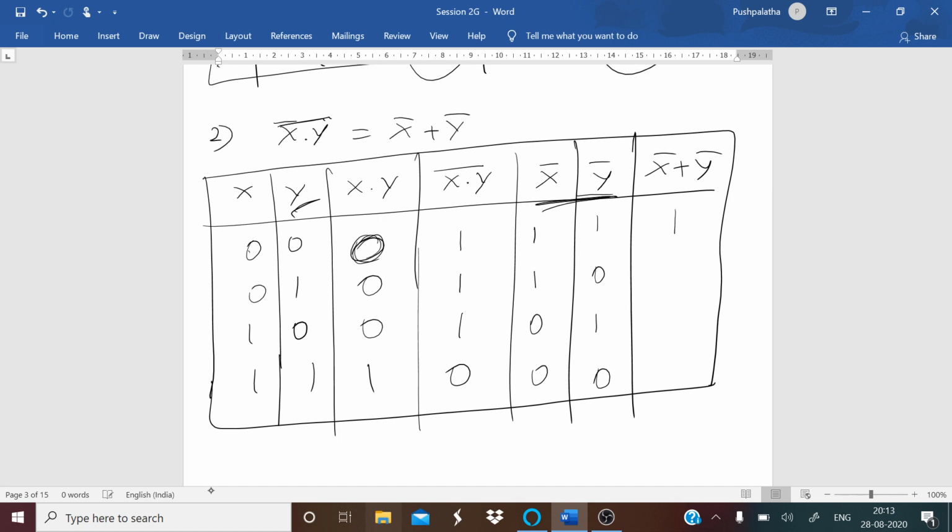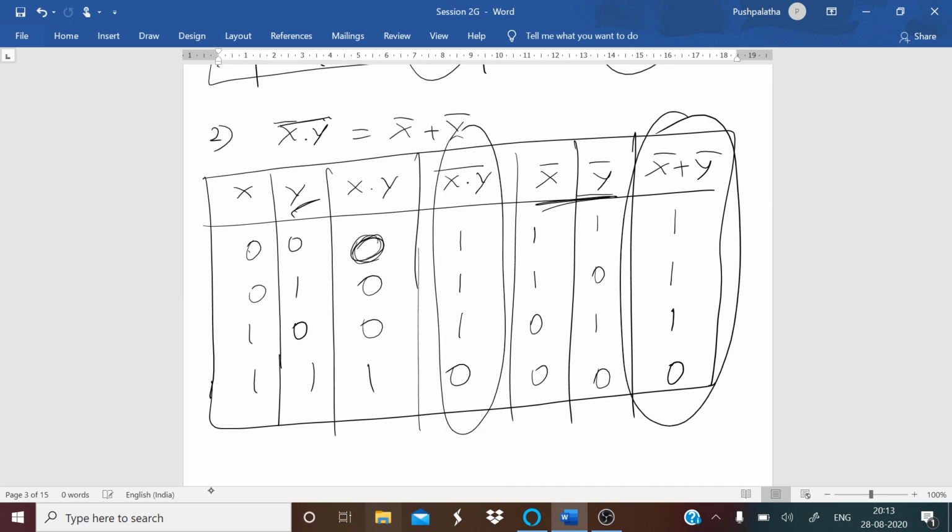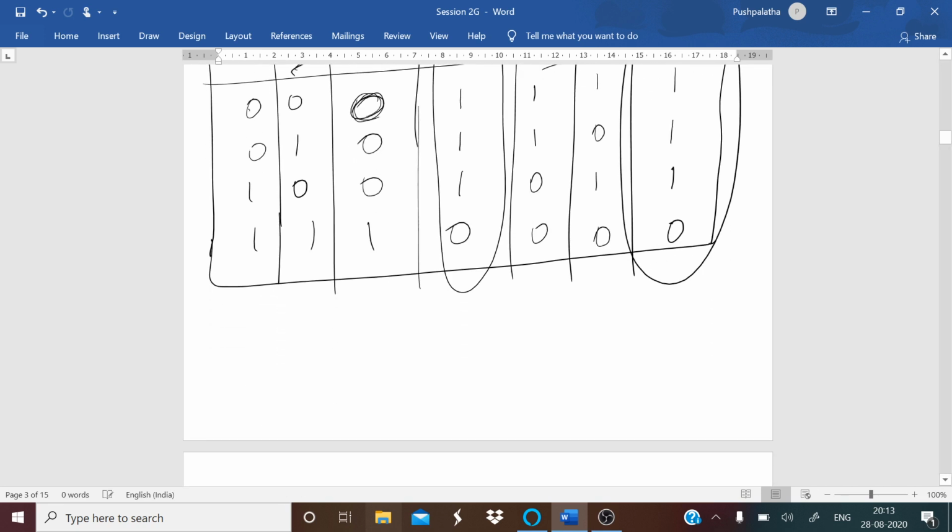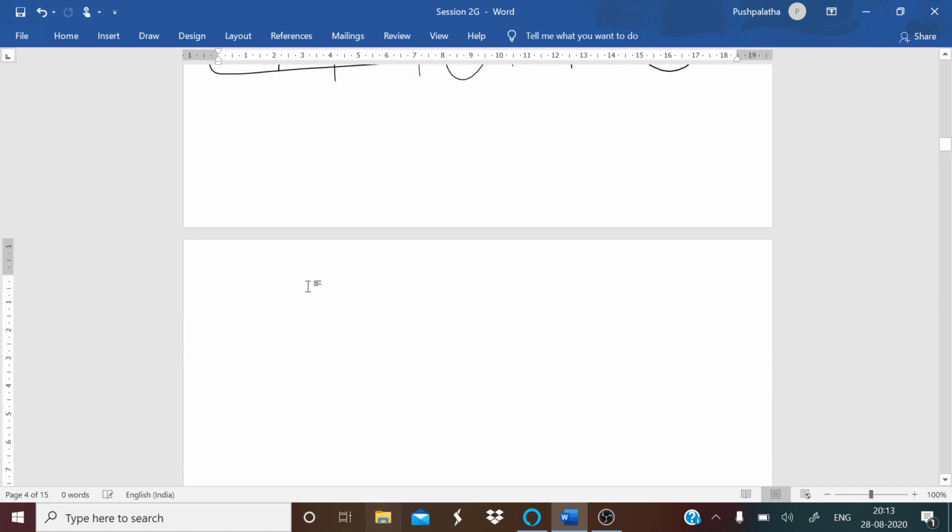1 plus 1 is 1, 1 plus 0 is 1, 0 plus 1 is 1, 0 plus 0 is 0. Now this column and this column are the same. So x into y the whole bar is the same as x bar plus y bar, hence proved. So this is how you are going to prove the De Morgan's theorem in 3 different ways.